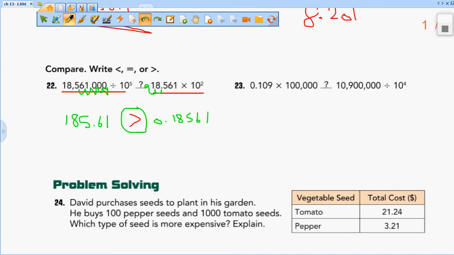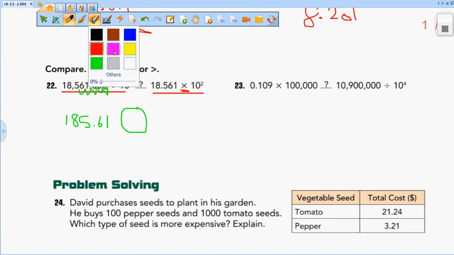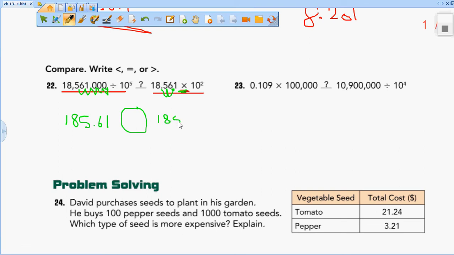Sorry boys. Here it's multiplying. It's not dividing. You have to be careful. Look, it's multiplying, not dividing, so I have to move it to the right side. 1 and 2. So the answer becomes 1,856 and 1/10. So this number is greater than 185.